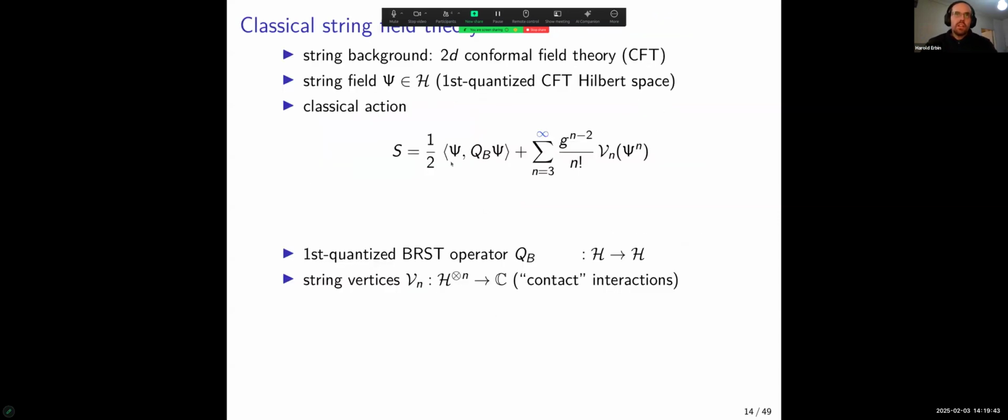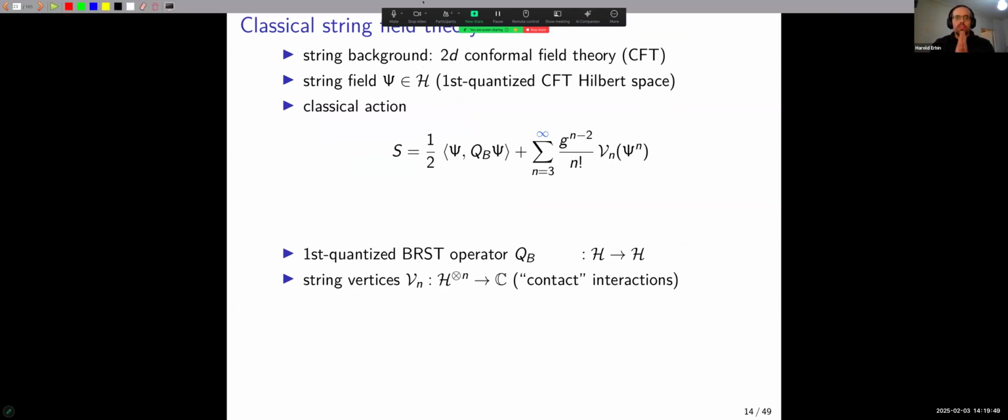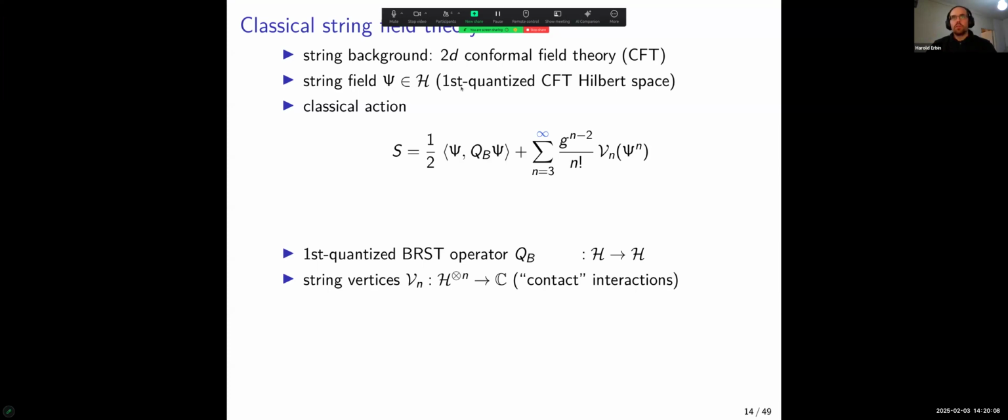So how do we do that? As I said, the string background is defined by a 2D CFT. For example, if you just take D free scalar fields, you get a D-dimensional Minkowski space. We know that for bosonic strings, because of the anomaly, we need D equal 26, but you could add other fields and get a more complicated background. The string field, psi, lives in the first quantized CFT Hilbert space, built from this theory.